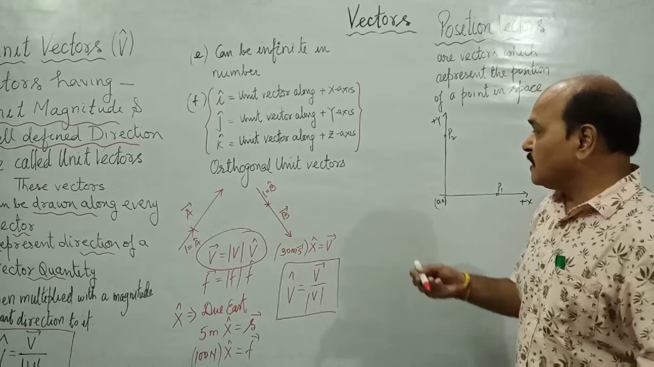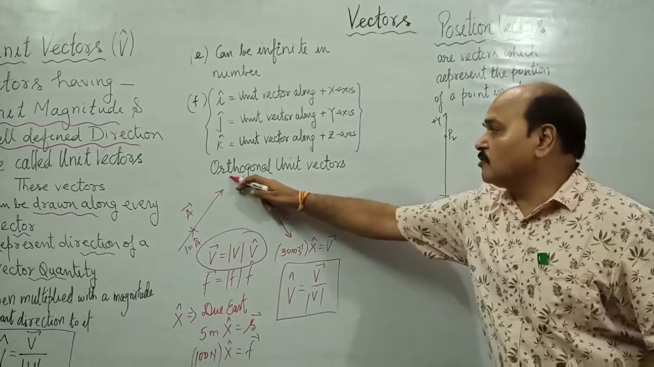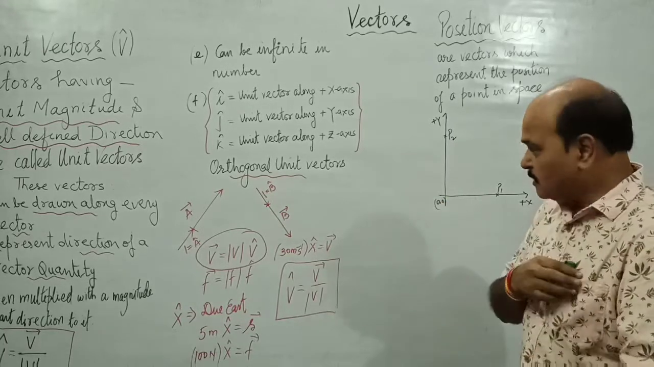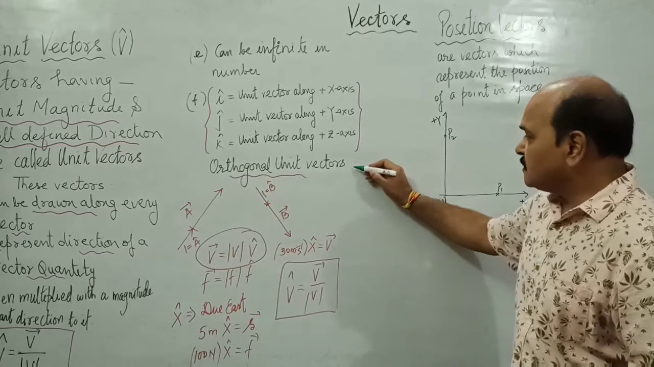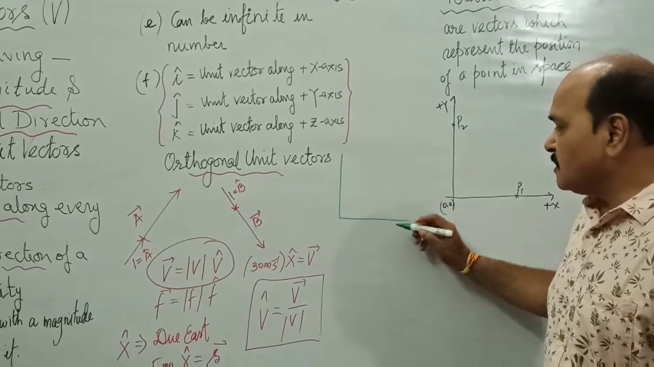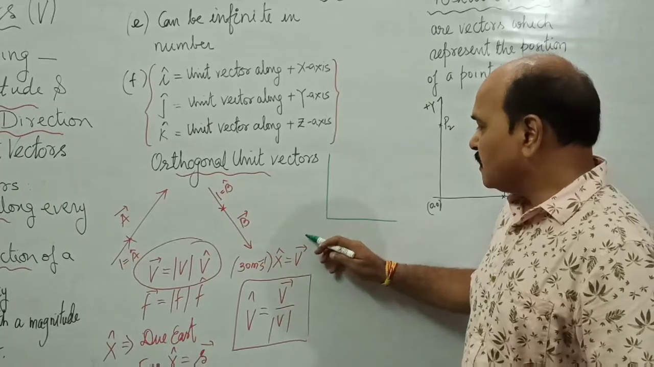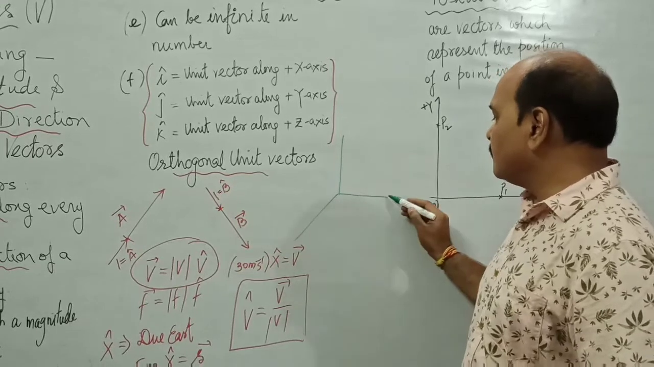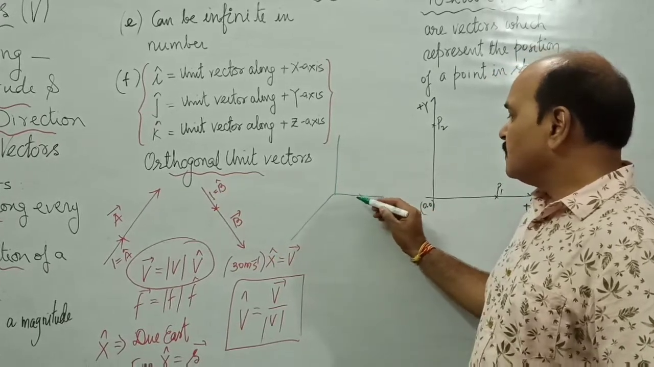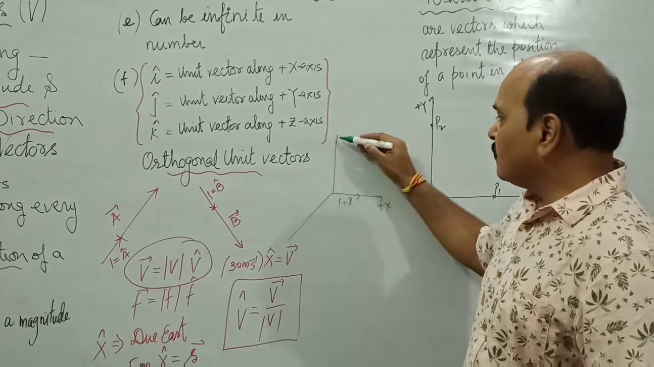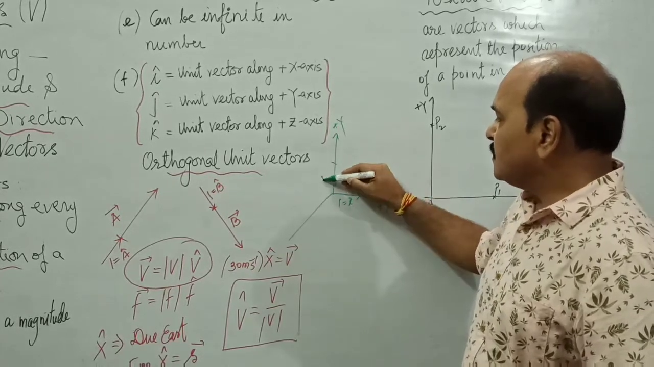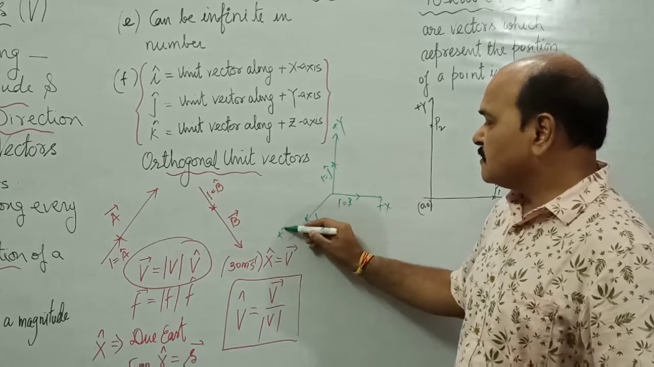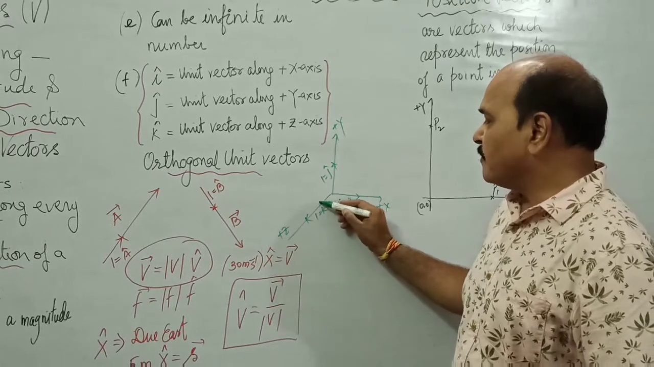So these three unit vectors I, j, k are also called orthogonal unit vectors as they are perpendicular to each other, and these three unit vectors are along positive x-axis, y-axis and z-axis. So these are three directions in the space. And if we cut out unit length from this positive x-axis, this becomes I cap. If we cut out unit length from this positive y-axis, it is j cap. And if we cut out unit length from this z-axis, it is what? K cap.